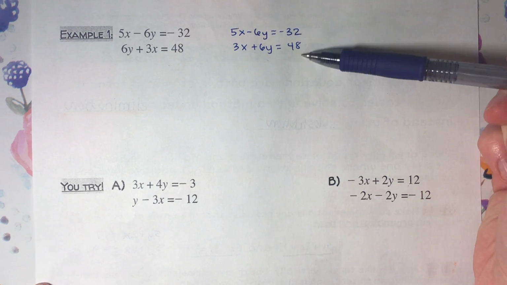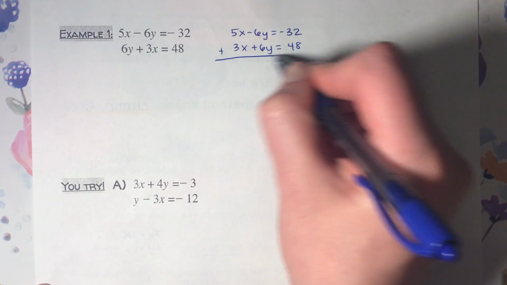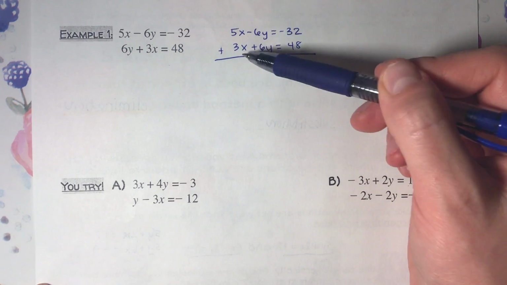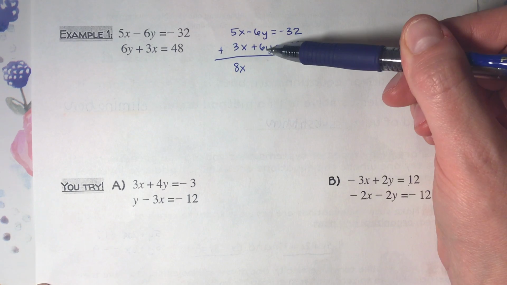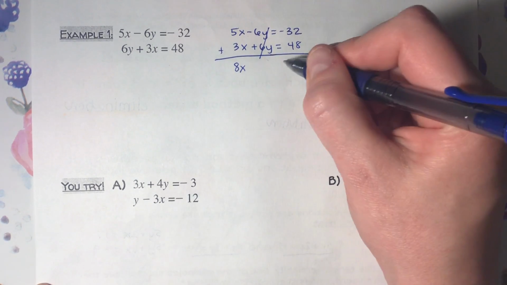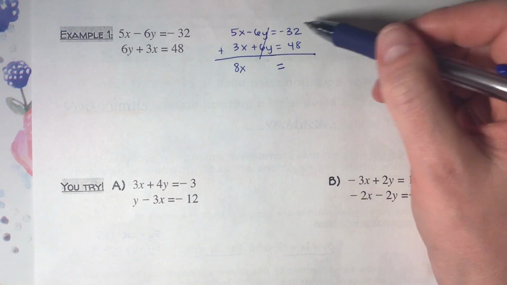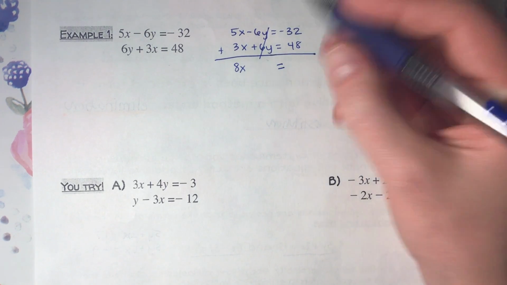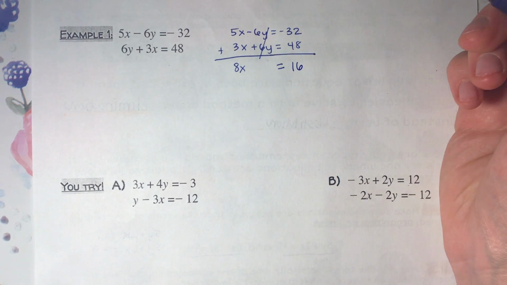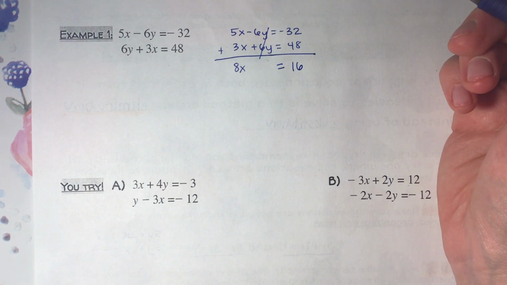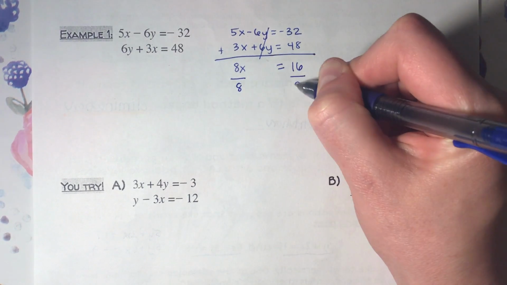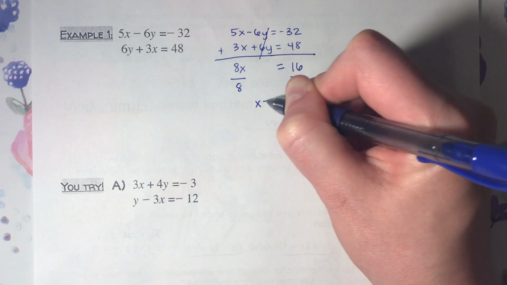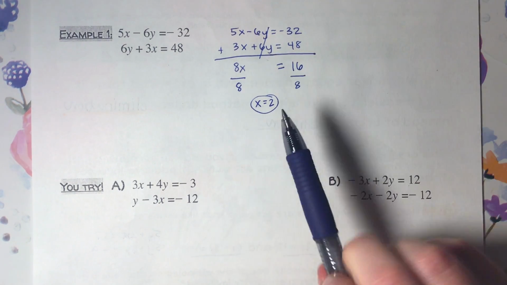Okay, now I'm going to add these up. 5x plus 3x is 8x. Negative 6y plus 6y cancels, and negative 32 plus 48 is 16. So now I'm at 8x is equal to 16. I'm going to divide by 8 on both sides and get x is equal to 2.